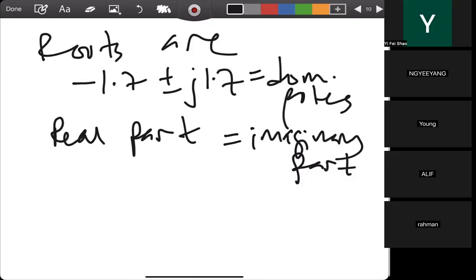If real part equal to imaginary part, meaning? Dominant pole. Meaning? Good question. I like this question. Good for the test. If real part equal to imaginary part, meaning?